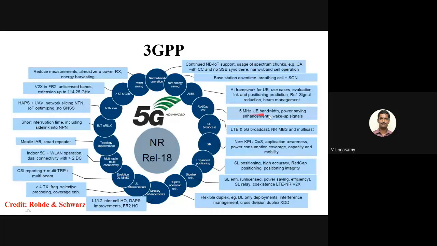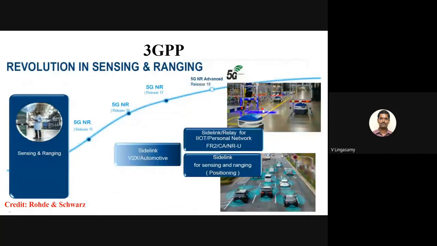So here you can see 5 megahertz UE bandwidth, power saving enhancement, wake-up signal. This is one kind of work item they are proposing, and then this will be worked out and mutually agreed by all the people, and then it will be mandated as a standard parameter basically. And you can see evolution in sensing and ranging. That is a very good word actually. Sensing and ranging, that is what is happening in all the evolutions, right? Because of the sensing requirement, and we need high coverage requirement, and also sensing the user, and then catering for each user. That is the prime motive basically.